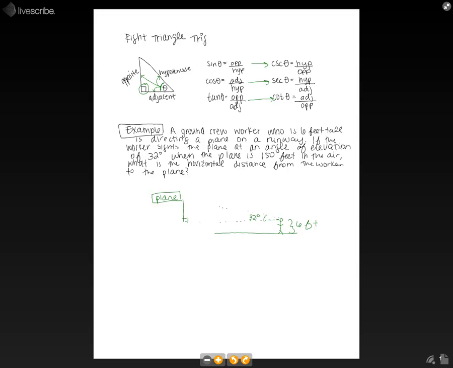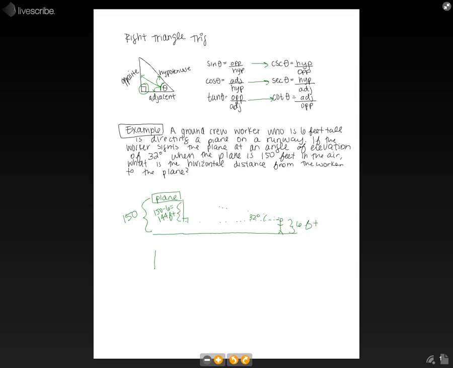Now he's standing on the ground, and we know the distance from the plane to the ground is 150 feet. So we need to figure out this distance here. And we can see that it will be our 150 minus the 6 feet of our man, which is equal to 144 feet.